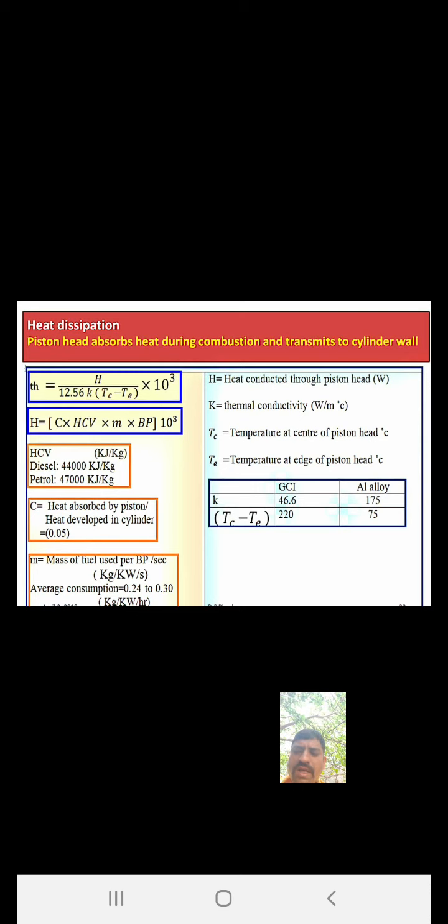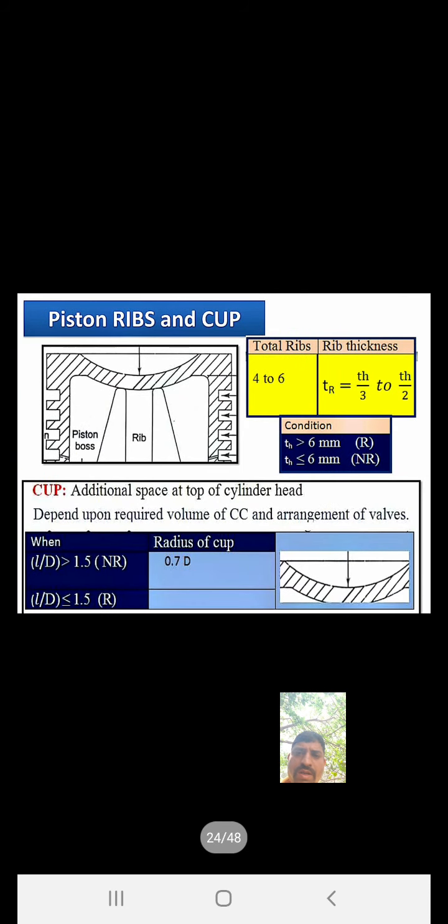If you have been given grey cast iron, aluminum alloy or steel, related to that the thermal conductivity is given, and delta T temperature is given. Delta T means again Tc minus Te. Again what are Tc and Te? Tc is the temperature at the piston head in degree Celsius, and Te is the temperature of the outer surface. These two values are given.